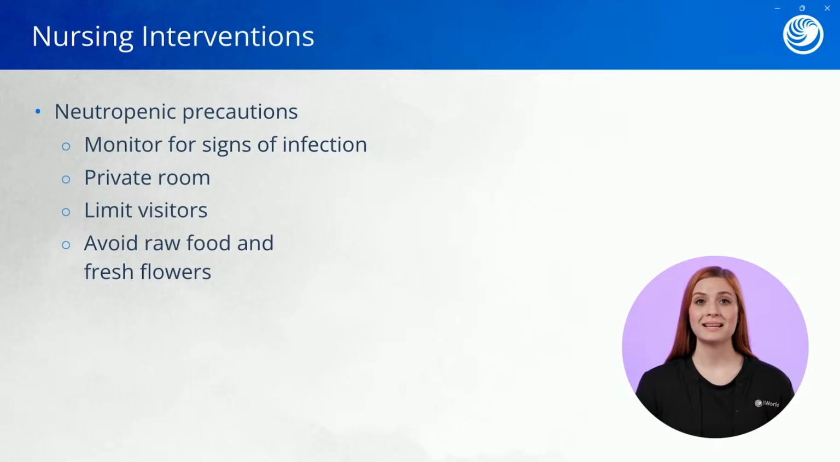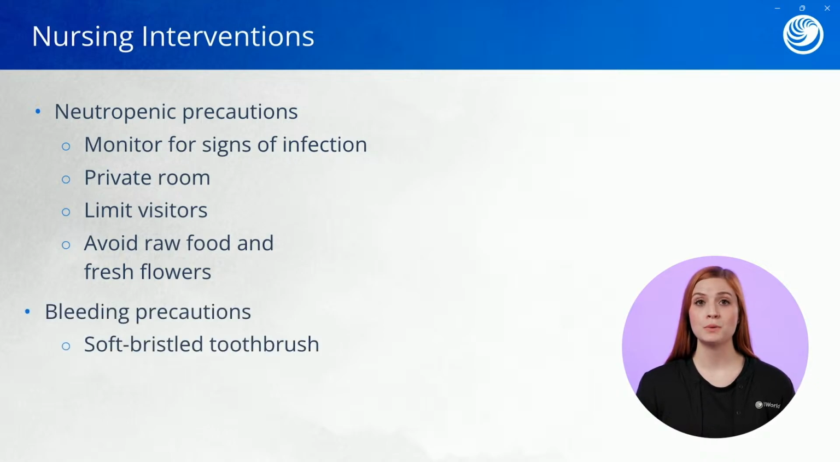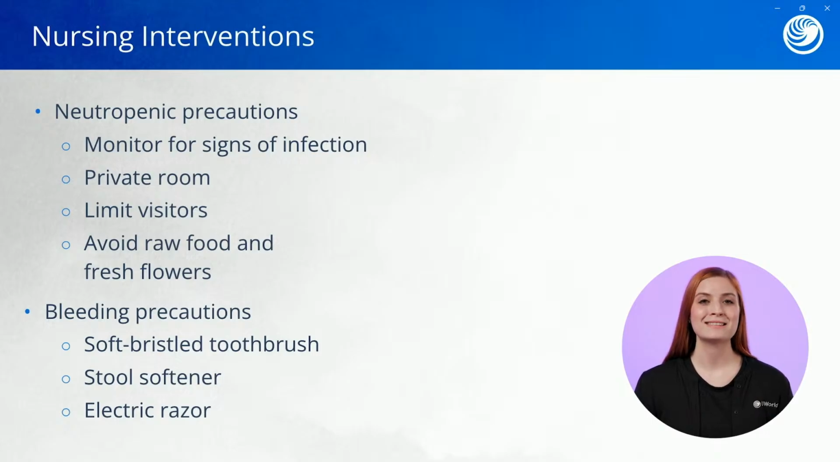Remember also that these clients have a decreased platelet count, so we need to implement bleeding precautions. A soft bristle toothbrush should be used to minimize bleeding of the gums, and stool softeners should be administered as needed. If clients are straining too much, they can have rectal bleeding. And remember, these clients aren't clotting blood properly, and so it can be excessive. Finally, electric razors should replace manual razors. We want to reduce the risk of cuts and nicks because, again, this can cause substantial bleeding.